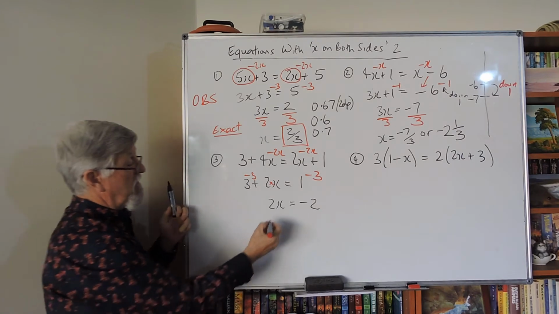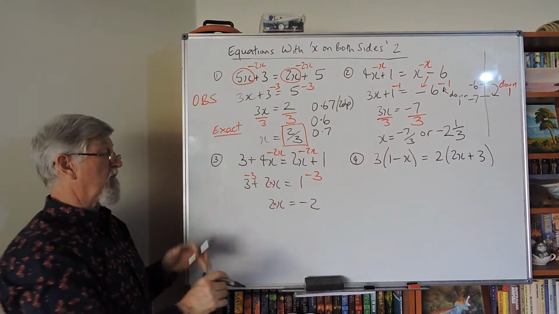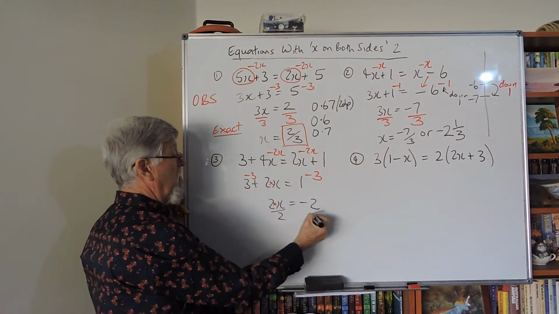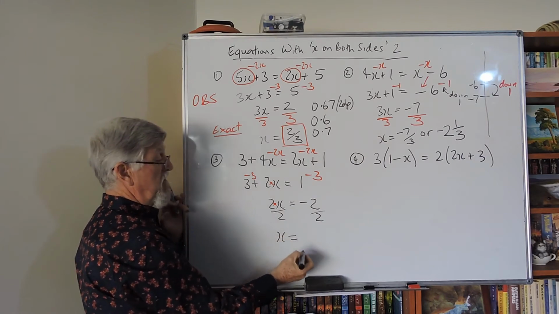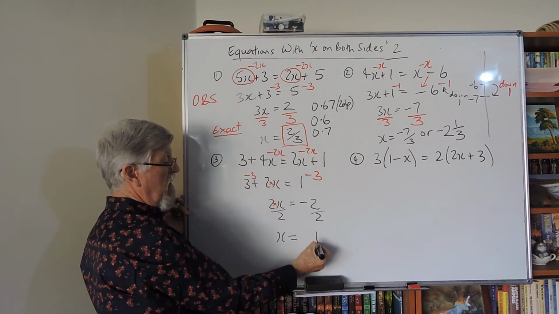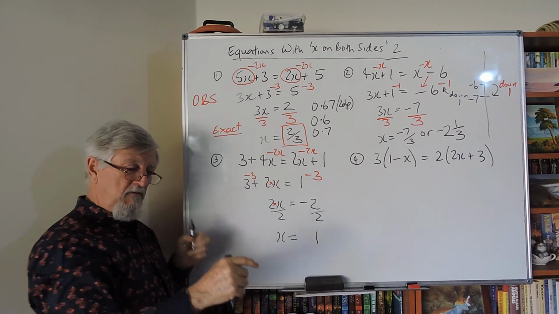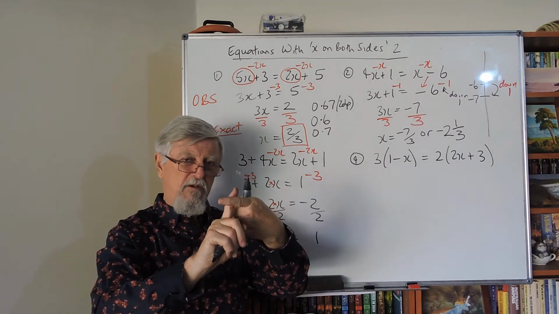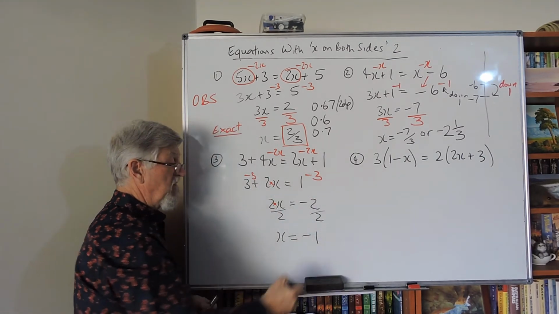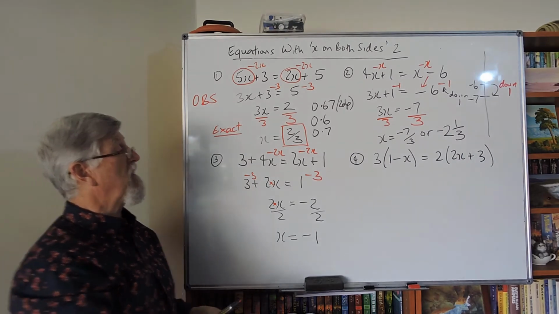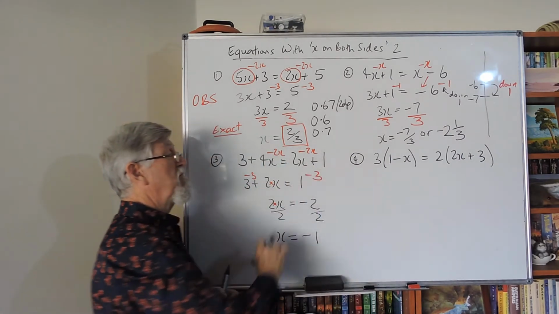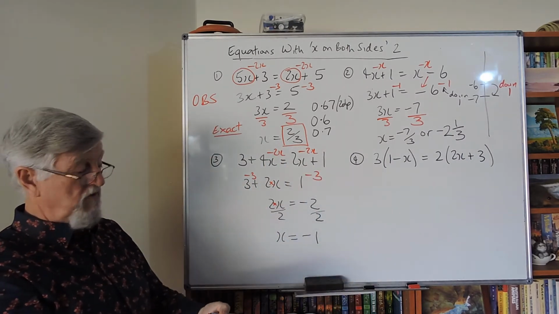What's between the 2 and the x? The times. How do we get rid of a times by 2? Divide by 2, divide by 2. And the answer is 2 into 2 goes once. How many negatives do we have? Now remember, 2 negatives will make a positive, but we've only got 1 negative, so the answer is x equals -1. Last one, basically the same as that, but we've got the brackets as well.